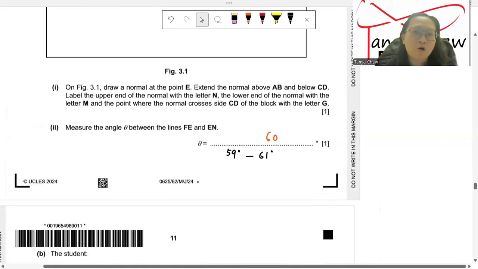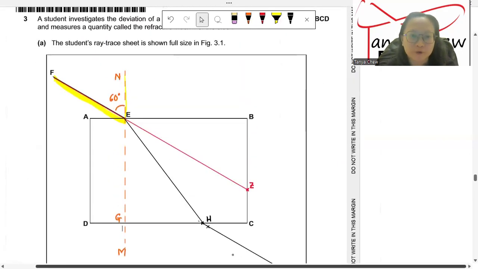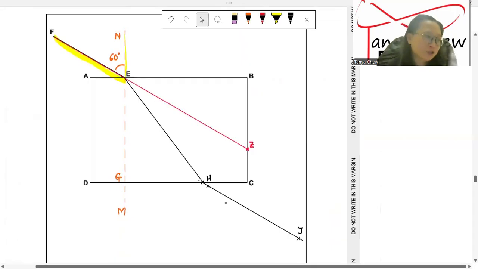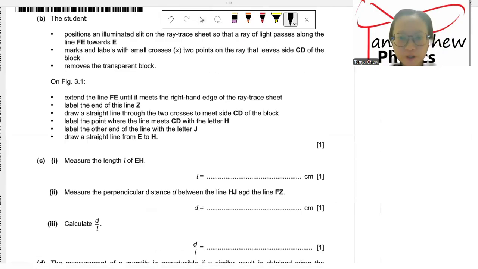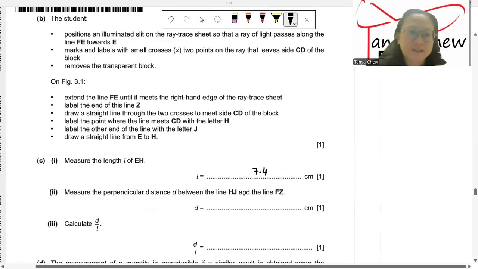Measure the length L of EH. Just place your ruler between E and H. You just need to measure the length. The length that I got was 7.4 cm. So I just put it here, 7.4 cm.